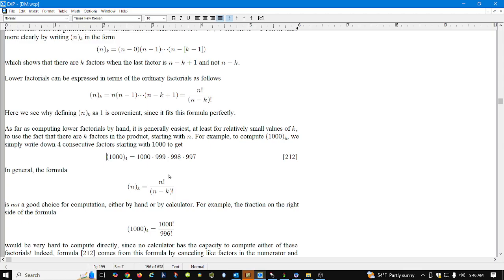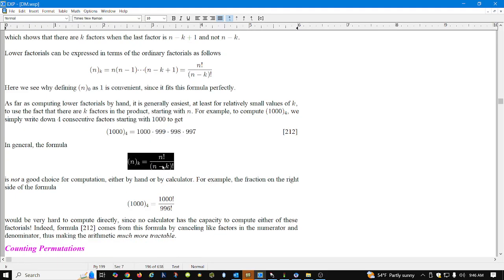So as soon as I see this, I would think, okay, this is 1,000 times 999 times 998, 4 of those factors. So I could write this immediately. Then a calculator will handle this.